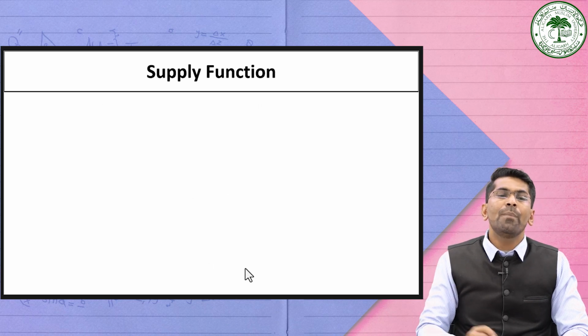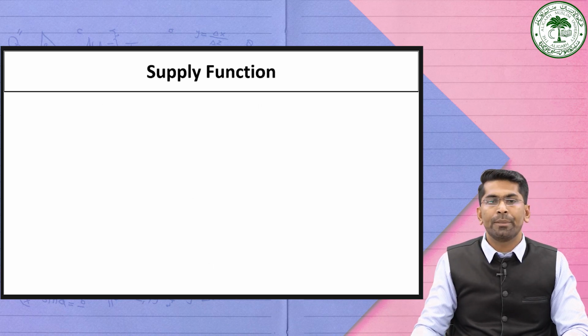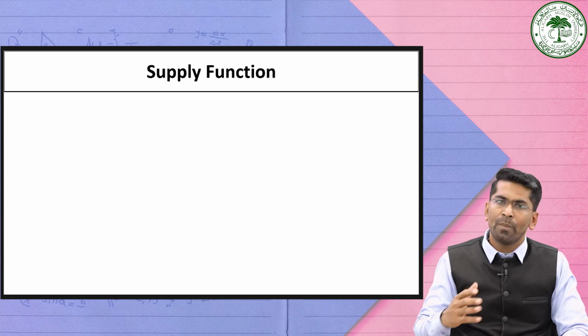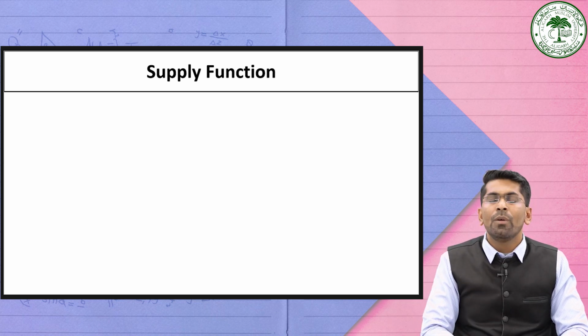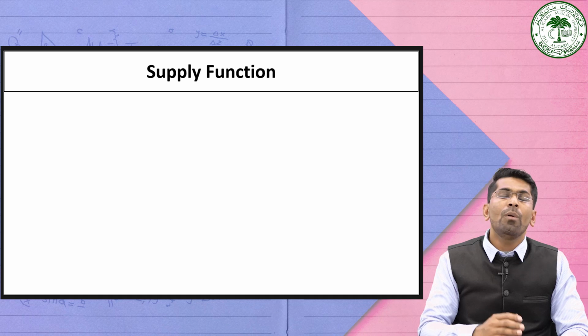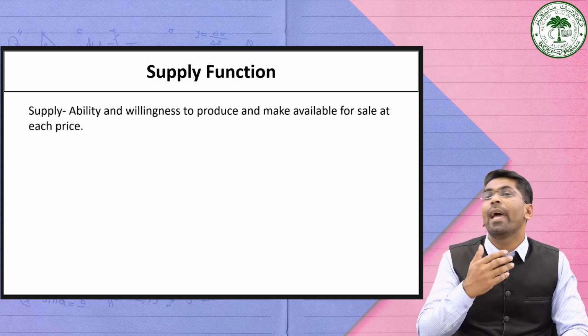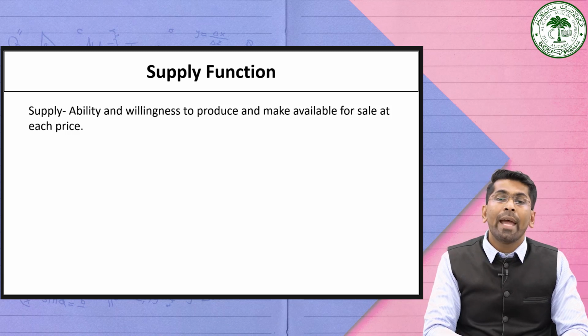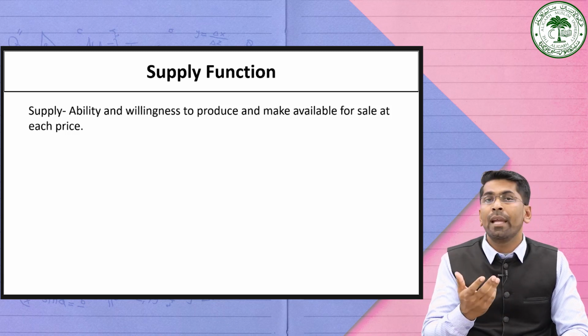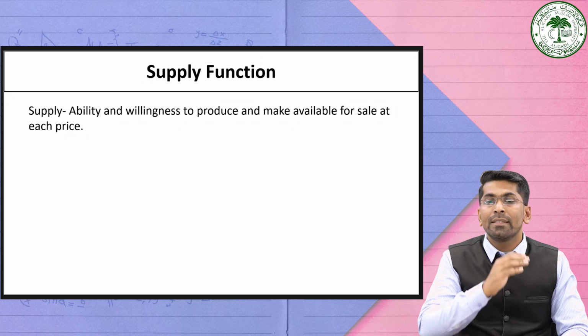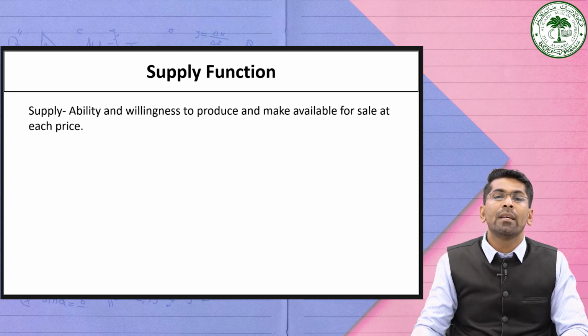Now consider another type of function which is known as the supply function. It is also a very popular term in economics, which specifies the amount of a particular product that a producer is willing and able to produce and make available for sale at each price in a series of possible prices during a specific period of time.